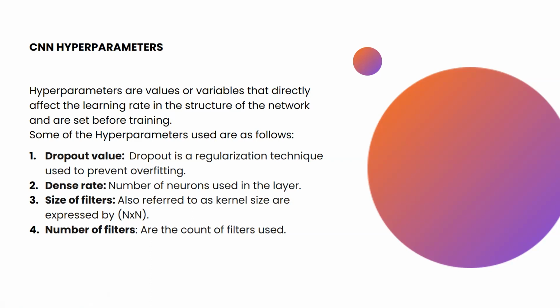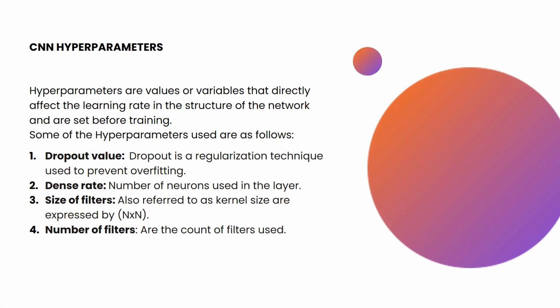Hyperparameters are values or variables that directly affect the learning rate and the structure of the network and are set before training. Some of the hyperparameters used are as follows, but not in order. We have the dropout value, dense rate, the size of the filters, and the number of the filters.